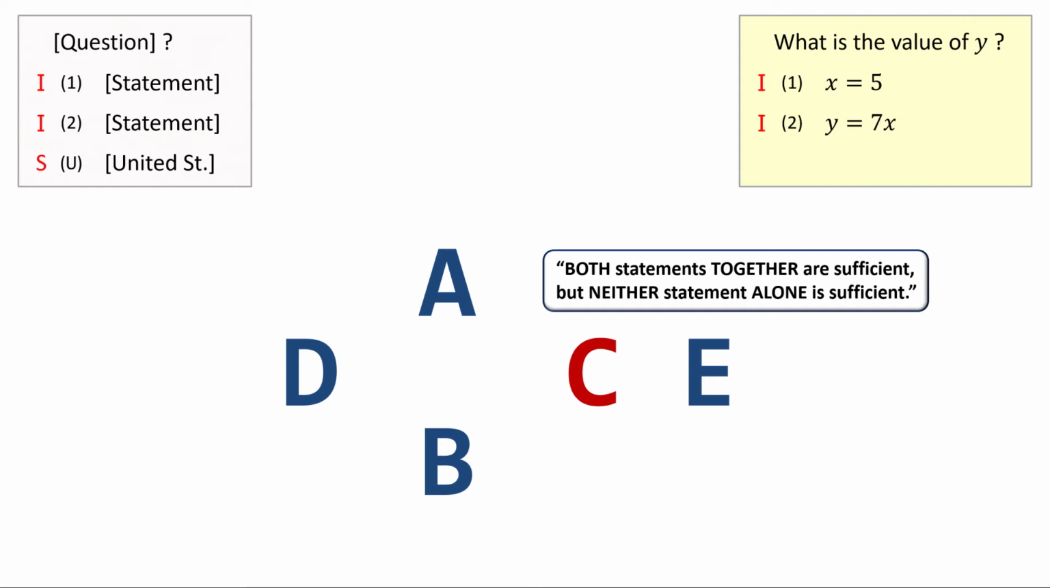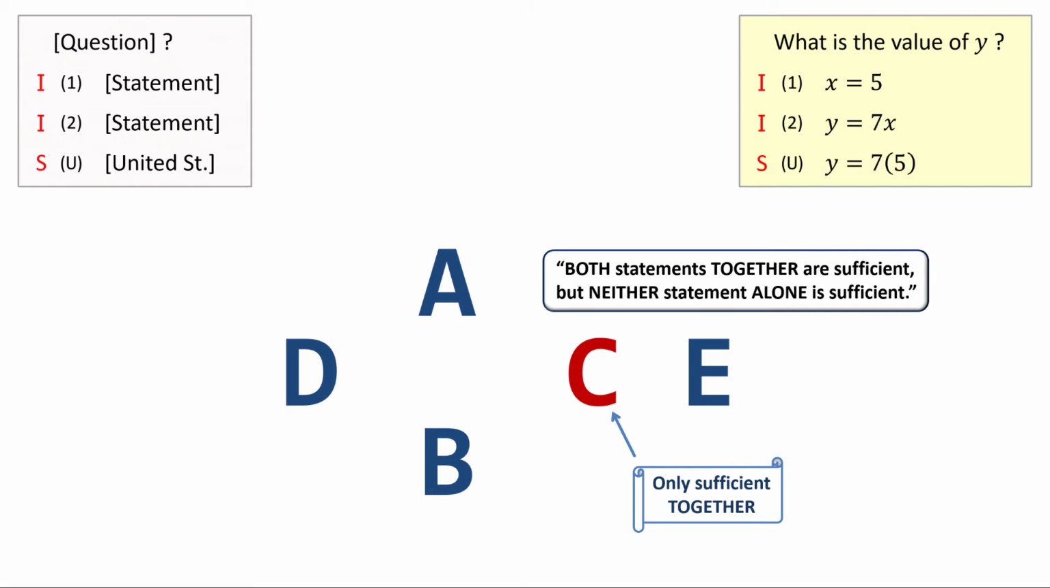To build the united statement U, we can start by copying the equation y equals 7x from statement 2. Since statement 1 tells us that x equals 5, we can replace the x in this equation with the number 5. The equation now tells us that y equals 35, so the united statement is sufficient. As a quick summary of C, we can say that here the statements are only sufficient together.